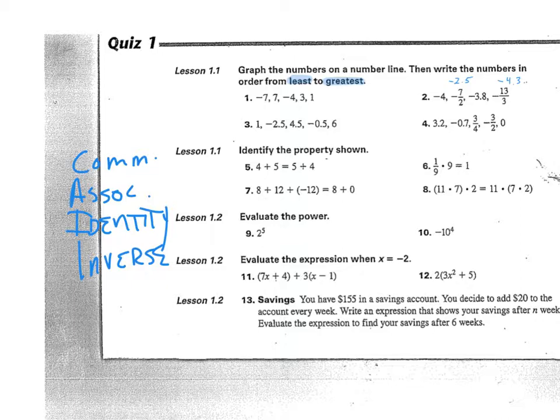Remember this one again, identity, just looking in a mirror. Inverse would mean you're adding or multiplying by the opposite. Commutative just matters what order they're in, and you get the same answer. Associative would mean how they're grouped together and who they're grouped together with. Okay, so that's the best I can do to help you out on 5 through 8.